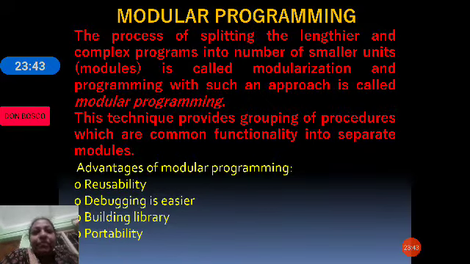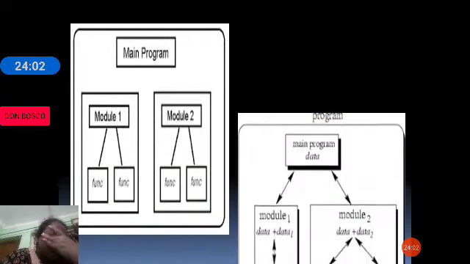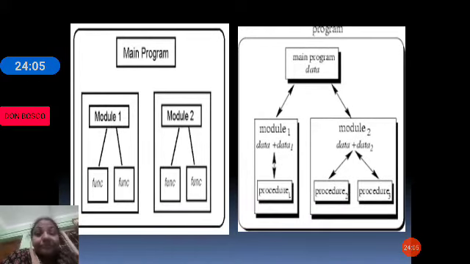So what are the advantages? The advantages of modular programming are reusability, easier debugging, and we can build a library, and portability. We can create our own library. So this is how modular programming looks like. There is one main program and there can be n number of modules, and each module in turn can have n number of procedures within it.